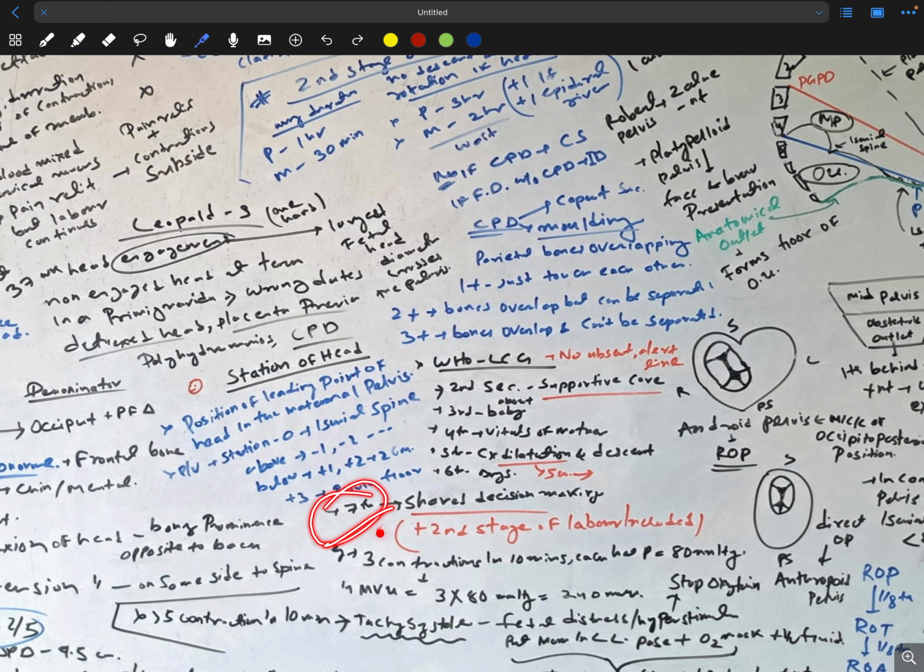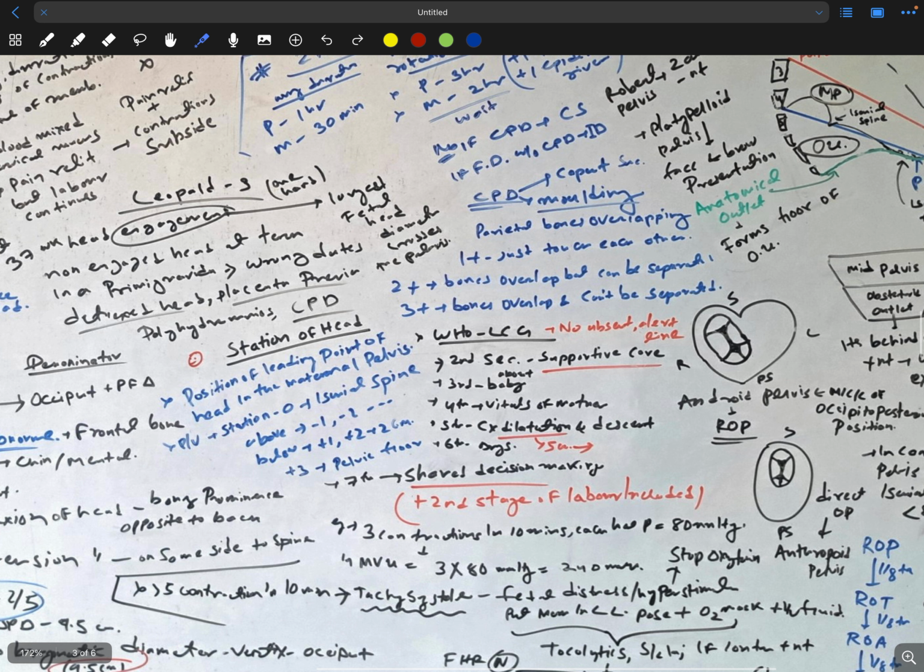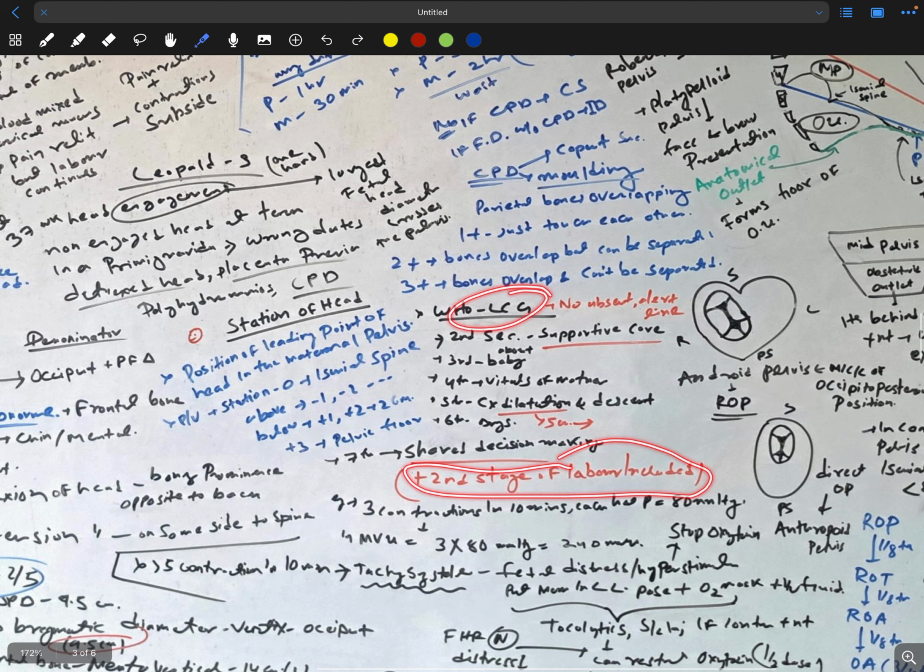Another, the 7th section, contains shared decision making. This was also absent in the partogram. So what is shared decision making? What decisions doctors are taking while doing the delivery? Shared decision making is present in the labor care guide, absent in the partogram, in the 7th section of the labor care guide. Another thing is that the second stage of labor is included in the WHO labor care guide.